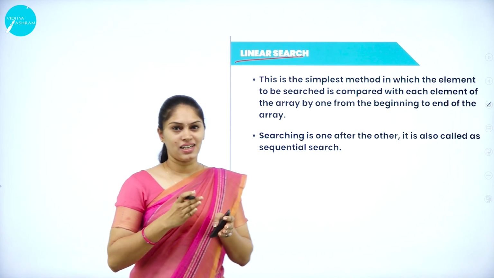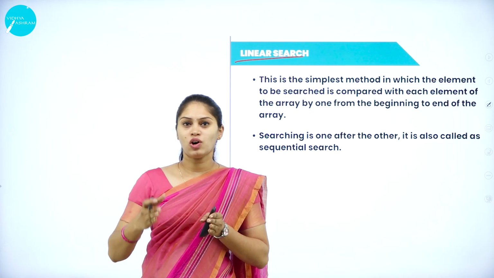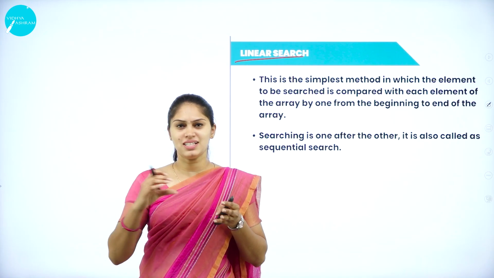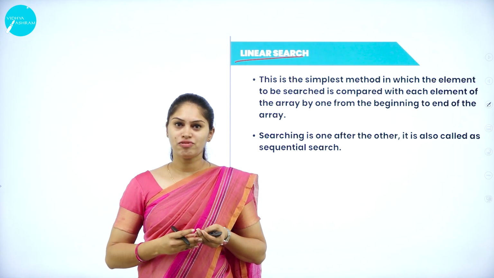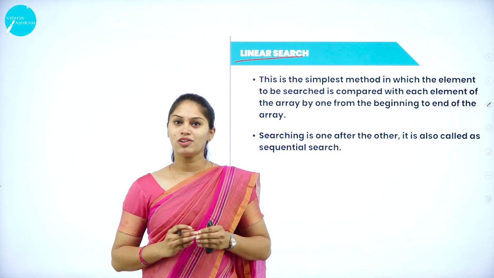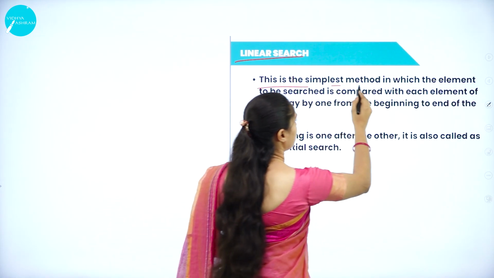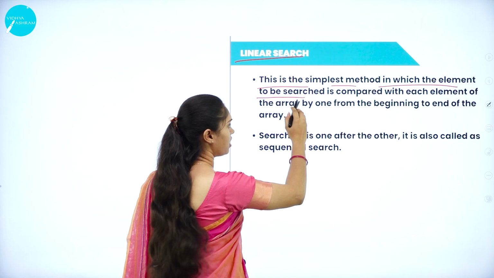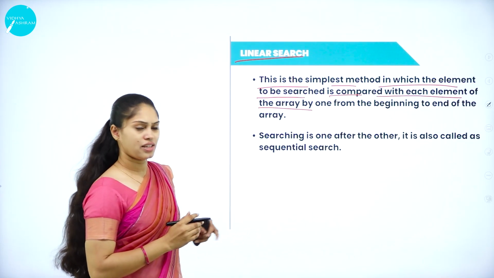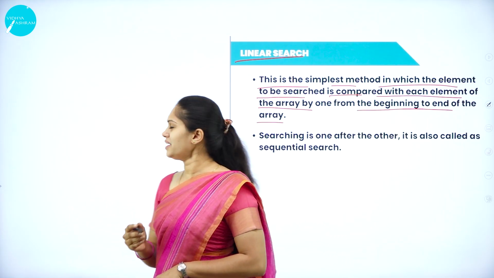Linear: what is linear? The elements are stored one after another, in sequential form. If it is in sequential form, how we fetch or access the position of that element will also be in the form of a linear method. So we'll see here. This is the simplest method, in which the element to be searched is compared with each element of the array one by one from the beginning to the end of the array. Let me take one example.